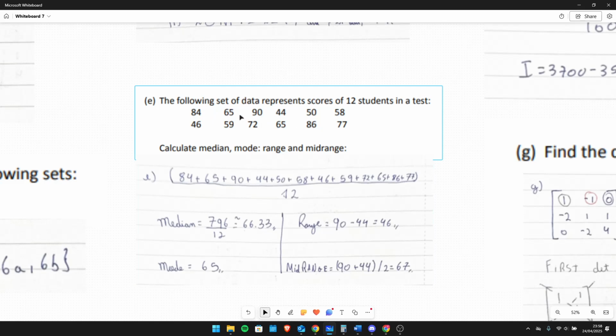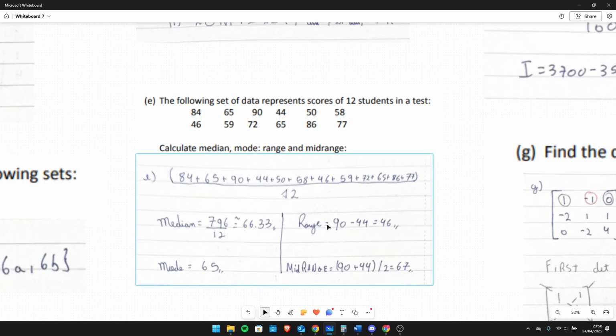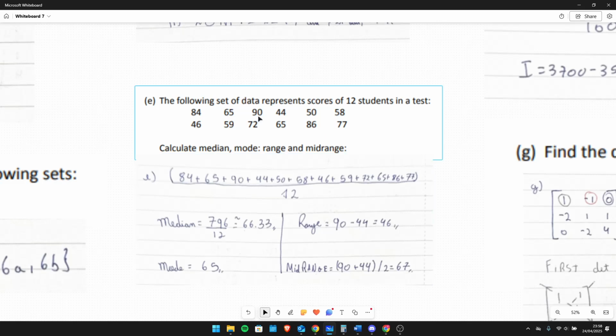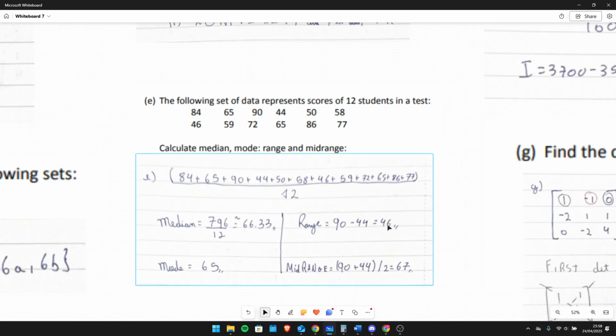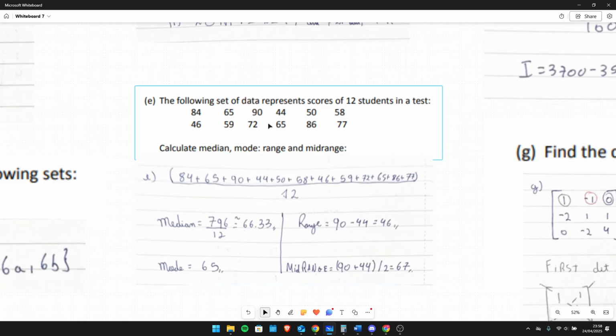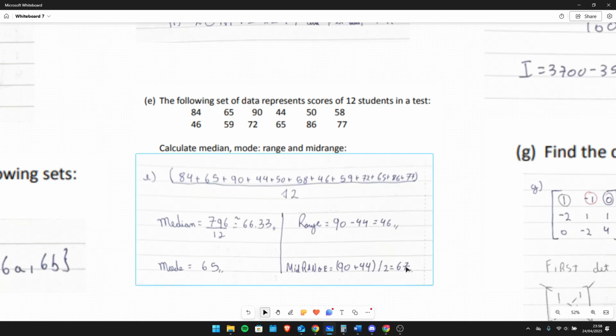The mode is the number you see most often in the data. Here I have 65. So this is the mode. The range is just the biggest number minus the smallest number. There you have it, the range is 46. The mid-range is the biggest number plus the smallest number, divided by 2. So it's 67. That's it.